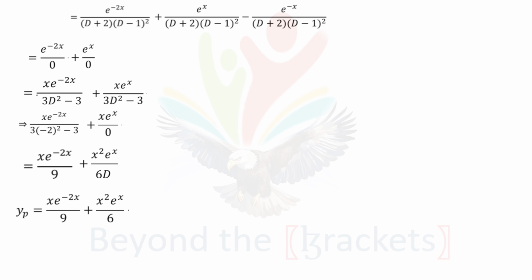Let's solve the last part, which is e power minus x divided by the operator form. Again the RHS is an exponential function, so this comes under type 1. For this, replace d with a, which is the coefficient of x, that is minus 1. We get e power minus x divided by minus 1 plus 2 into minus 1 minus 1 whole square, which will be simplified as e power minus x by 4. That gives the value of yp.